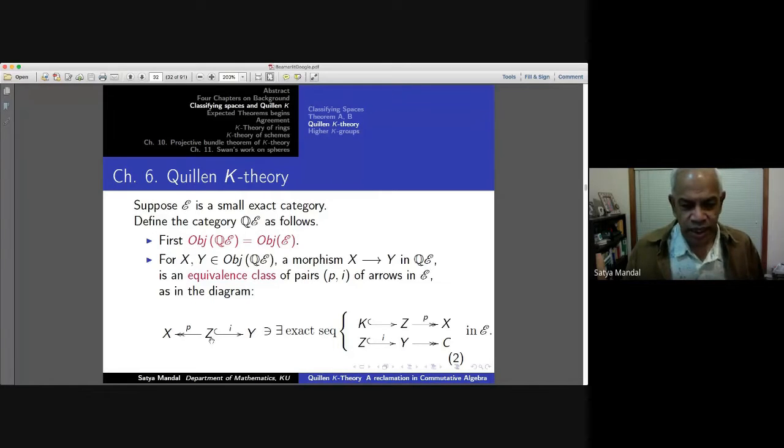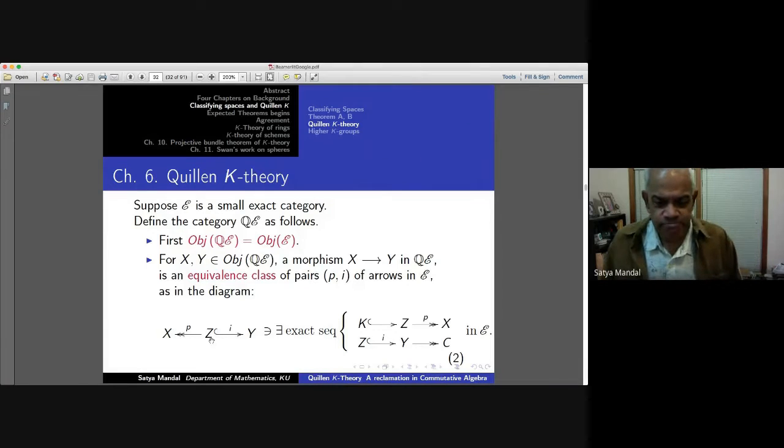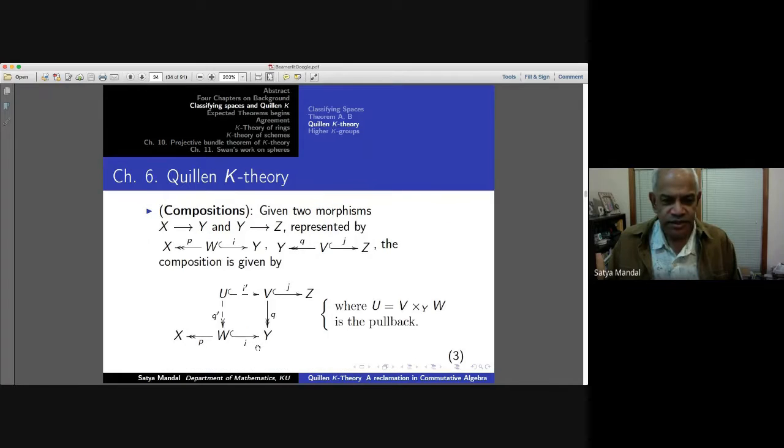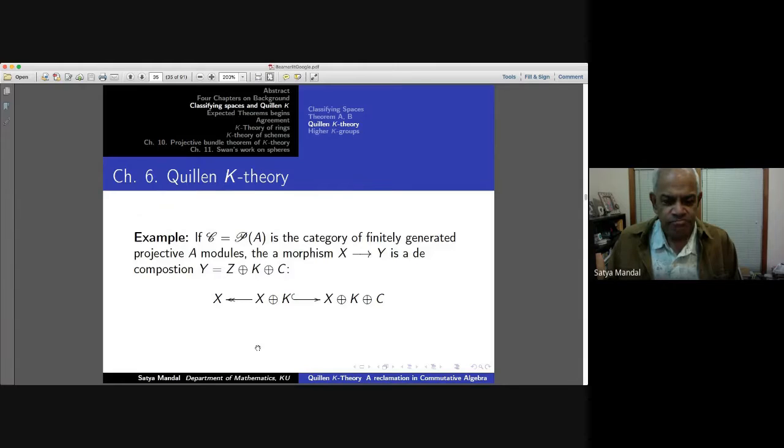On the left side, you have an injective map. You can call it inflation, and also admissible monomorphism. And so there is an equivalence relation. Okay, so these are the morphisms from X to Y. Okay, and so let me not go through the equivalence relation definition. This is how composition is done. And so I explained here what happens.